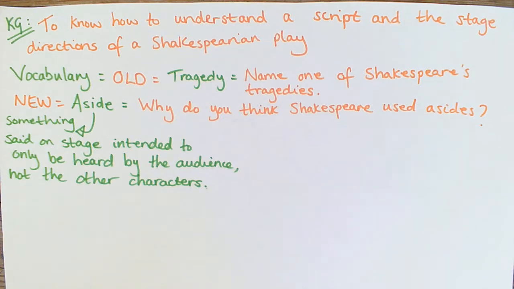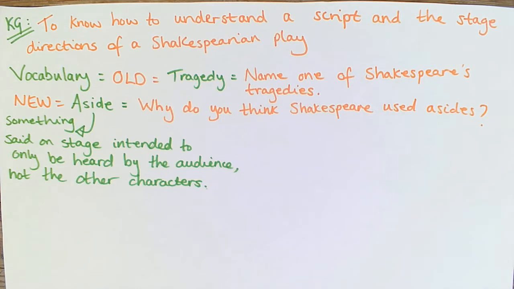Year 7, welcome to your 5th lesson on our introduction to Shakespeare. So our knowledge goal today is to know how to understand a script and the stage directions of a Shakespearean play. Now we're going to begin from next lesson to actually look at some extracts from some of Shakespeare's plays, and it's really important that you understand what a Shakespearean script looks like, what all of the stage directions mean. So that's the purpose of today's lesson.